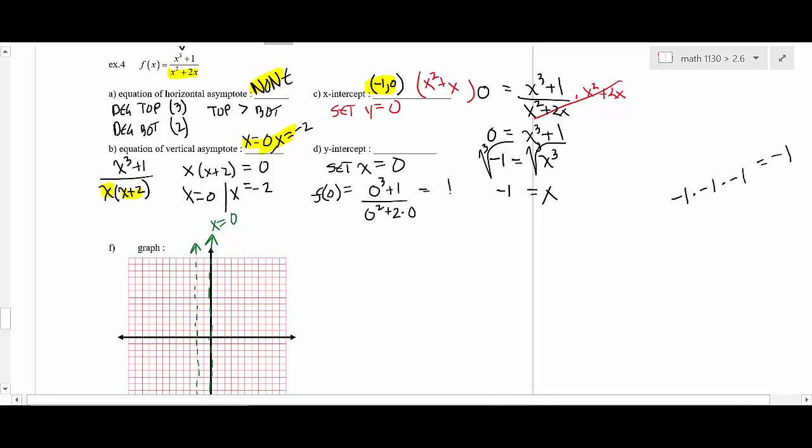Look what happens on this. You get 1 over 0. Okay, what would that tell you about the y-intercept? You don't have one, okay? So you're not going to get any finite value on that. Okay, so those are kind of the standard things that you do.